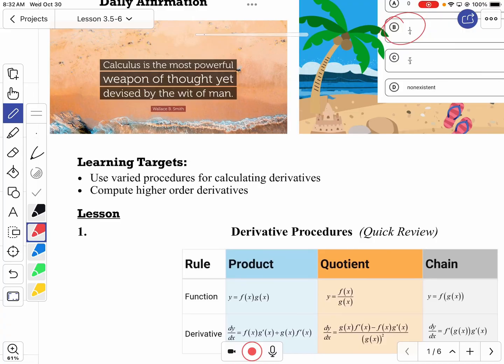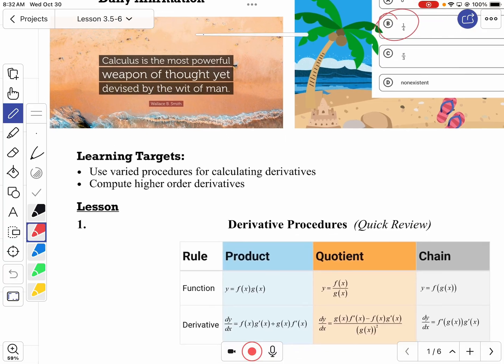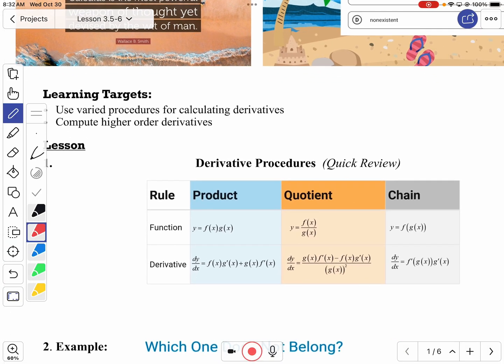All right, so today we're going to talk about using varied procedures for calculating derivatives. How do we know when to do what thing? Because when we get to the AP exam, they're just all lumped in there together. There's not a section that says, hey, you're going to use the chain rule on these. They're just all together. And then how to take higher order derivatives.